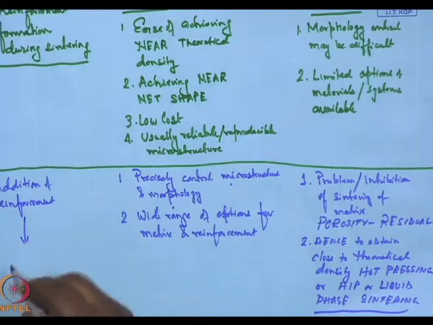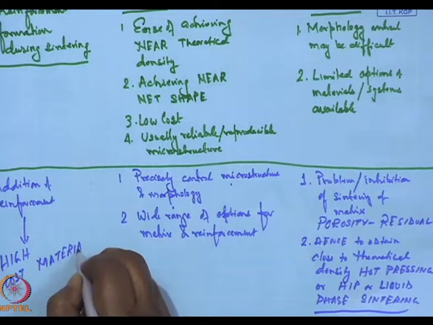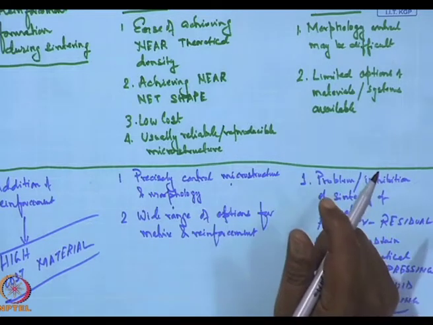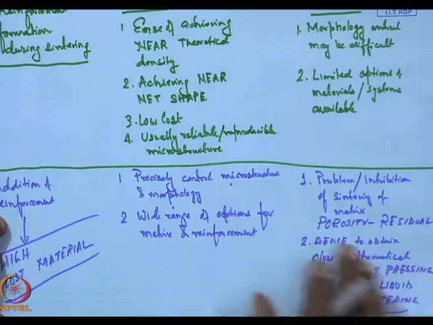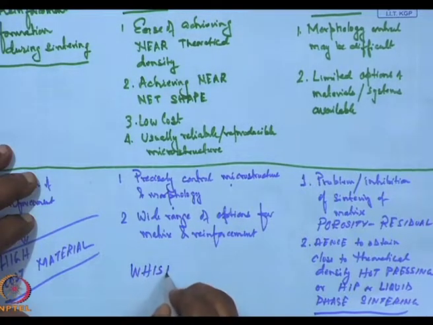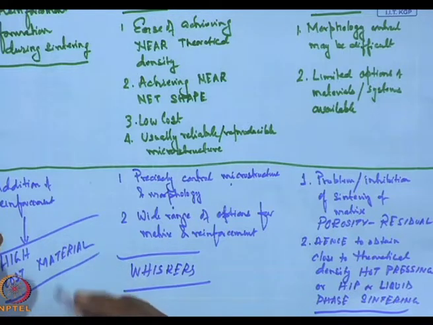And as a result, addition of reinforcement, this is a high cost material. Most importantly, if we are talking of addition of reinforcement, by that we mean if we want to add whiskers which have 100% theoretical density, then I have a potential health problem. Because whiskers are so fine that they would get into your lung system, corrode your lungs and the whole system, and it is a potential, not a potential, a real health hazard. In many countries, working with whiskers is simply banned.